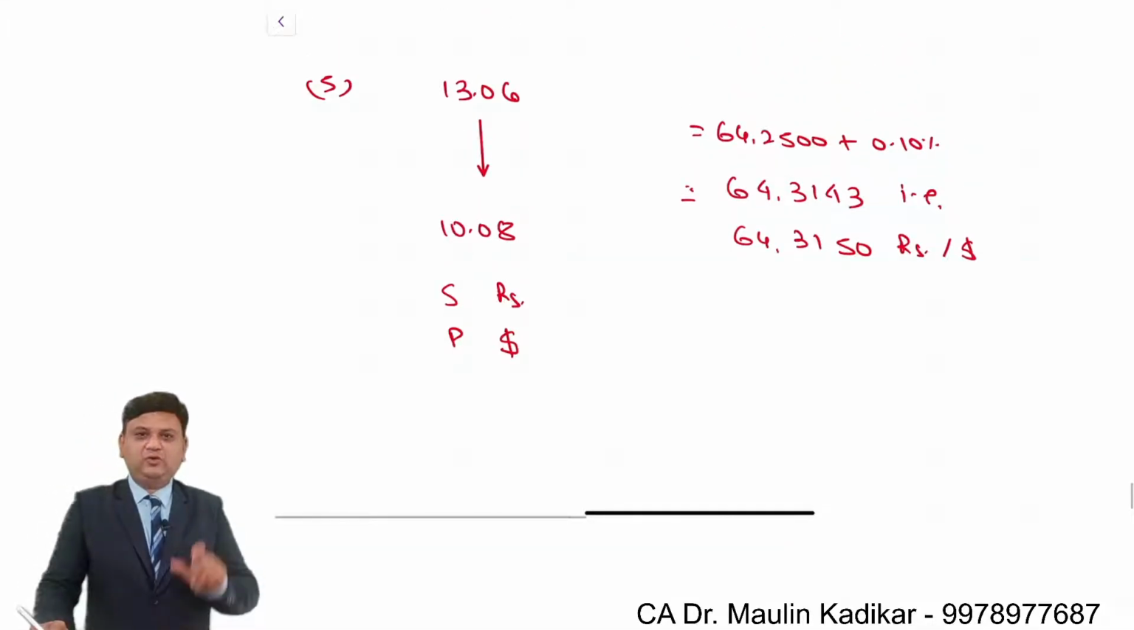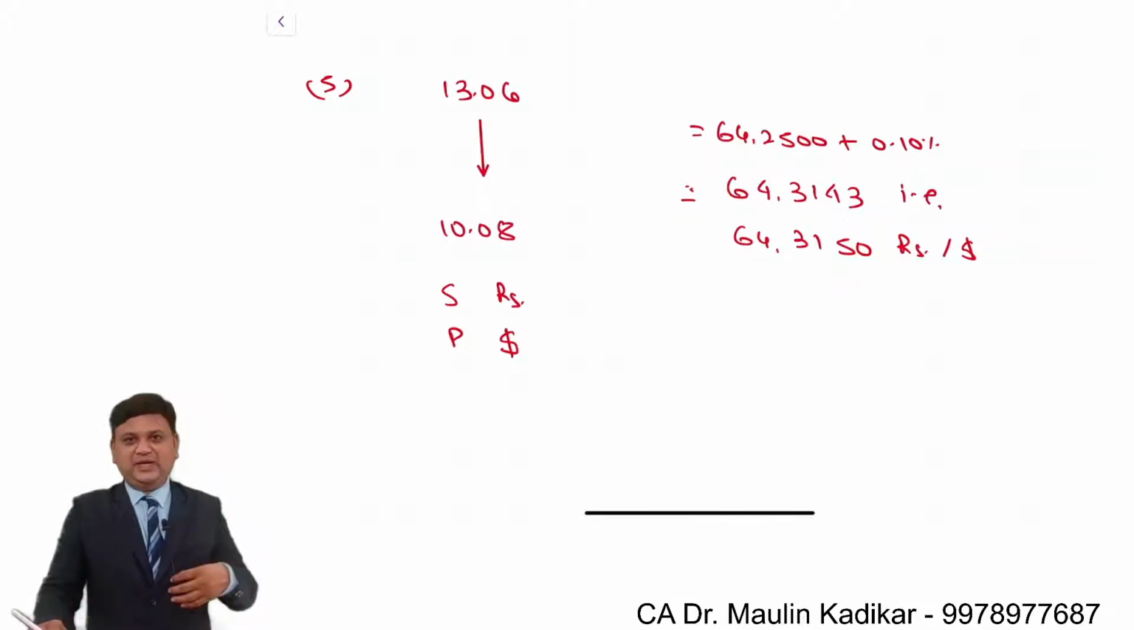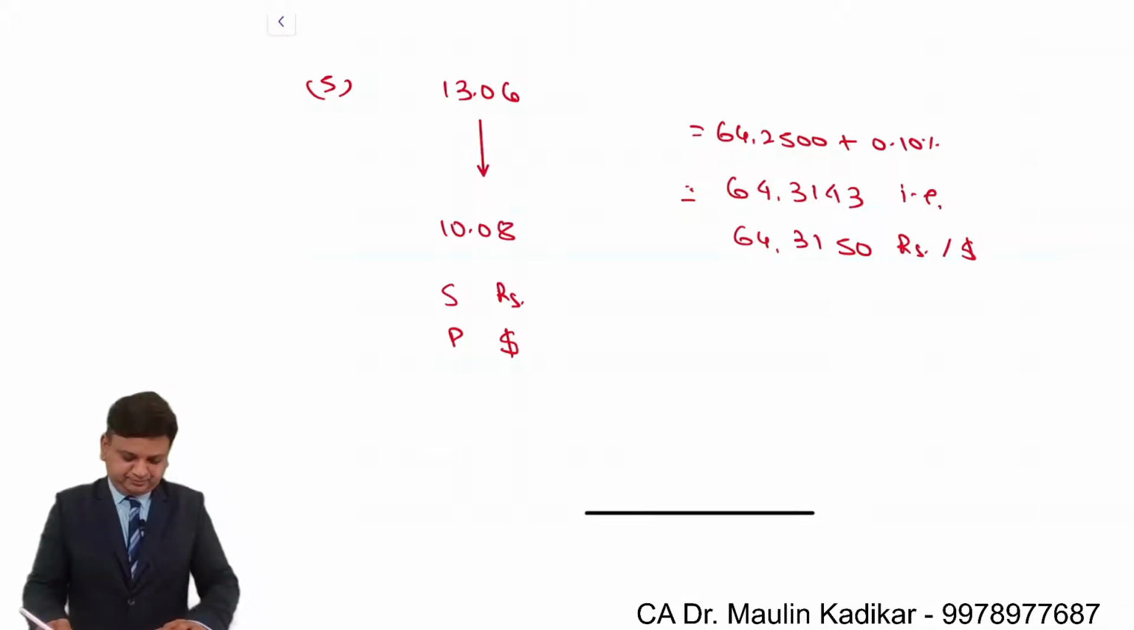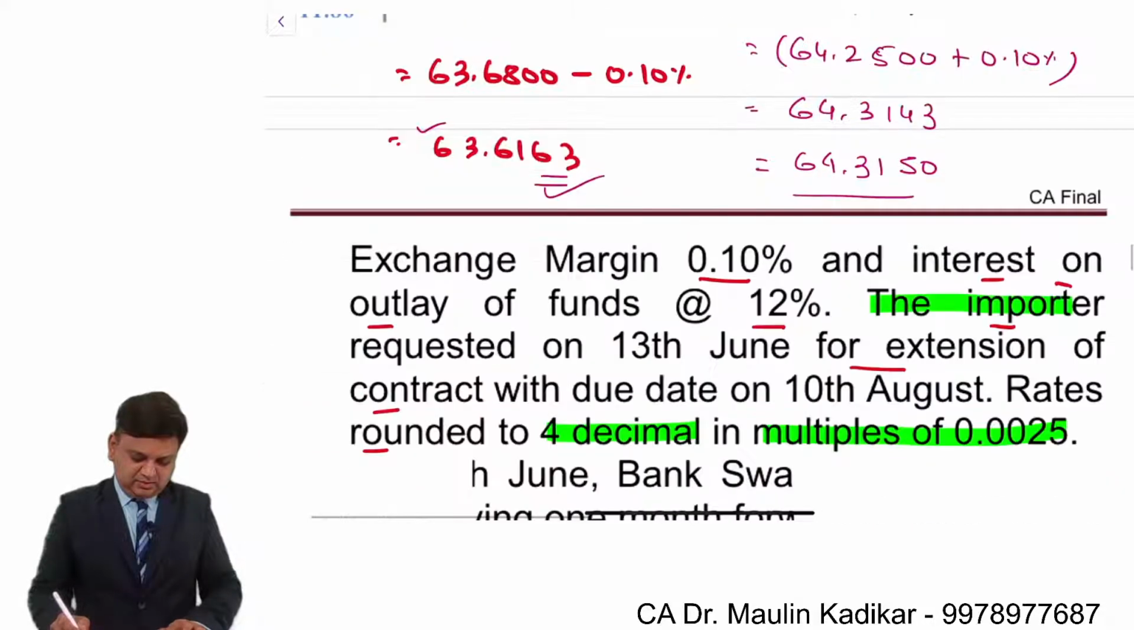And of course, when you do round off, you just have to be careful that if it is 38 or above, then in that case you have to make it 50. If it is 37 or less, then you have to make it 25. Okay. That is the new contract rate.